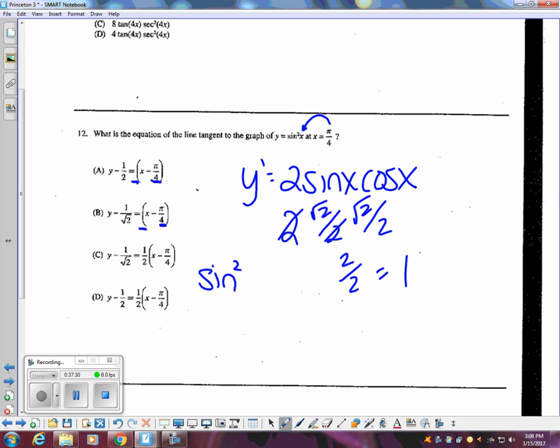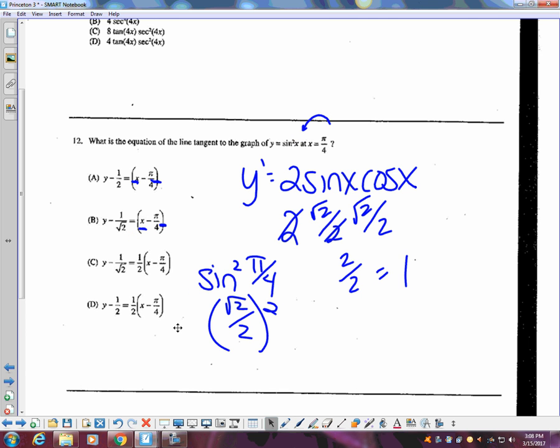So sine squared pi over 4, that's your 45. So what's sine at the 45? Root 2 over 2. And I got to square them because it's sine squared. So 2 over 4, which is 1/2. So I'm liking him. Okay, Andrew. Say it again. 34.